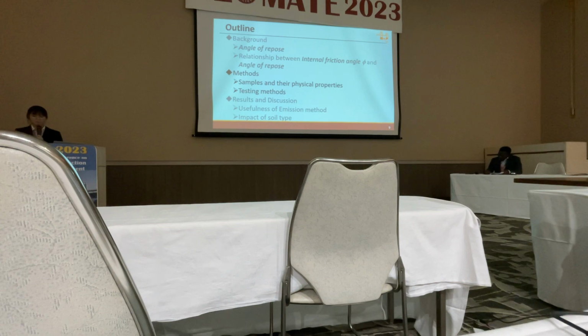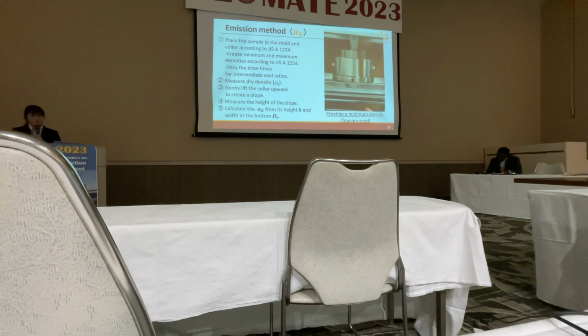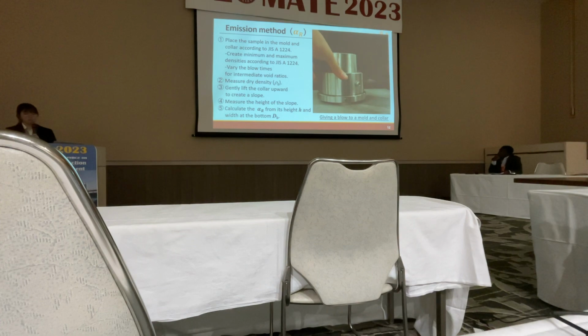Next, I will talk about the methods. I explain the emission method that can measure alpha r. Following this, the instrument was modified to measure alpha r. We used the top surface of the mold, which was sharply angled, and the collar with a height of 40 millimeters was placed on top. The right video shows a sample being placed at minimum density. Here I am giving blows to the mold and collar for intermediate and maximum densities. Blow times are varied to create an intermediate density.